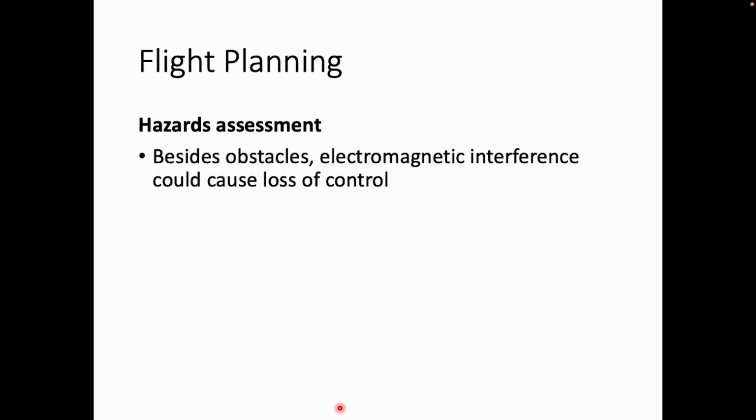Now, there are other kinds of obstacles besides just physical obstacles. You can have electromagnetic interference from radio towers or power lines. I think some drones have gotten pretty good at avoiding electromagnetic interference, but you may lose radio control. And if you lose radio control, your drone could fly off and end up who knows where. So you want to be very careful about that.